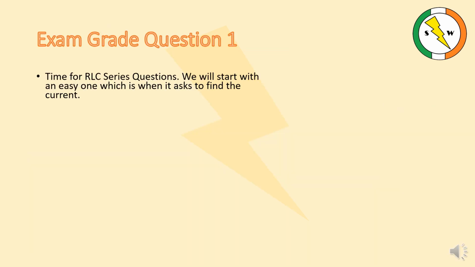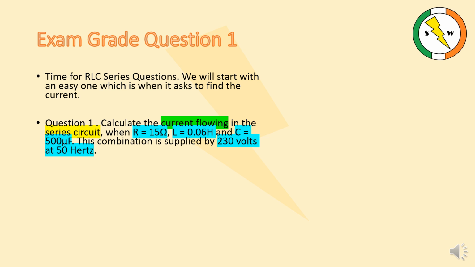Time for RLC series questions. We will start with an easy one, which is when it asks to find the current. Question 1. Calculate the current flowing in the series circuit, when R equals 15 ohms, L equals 0.06 henries, and C equals 500 microfarads. This combination is supplied by 230 volts at 50 Hz.